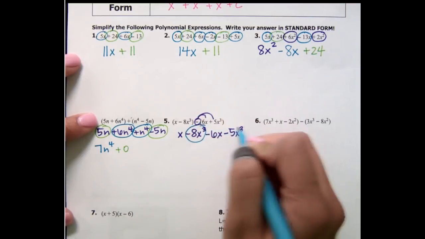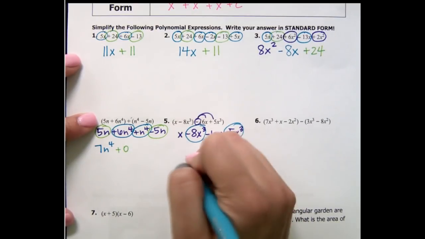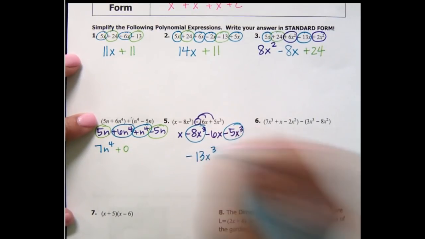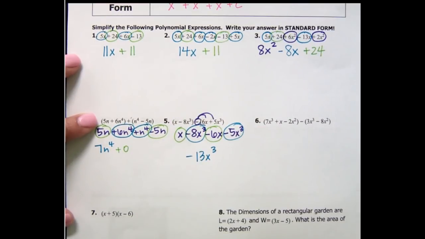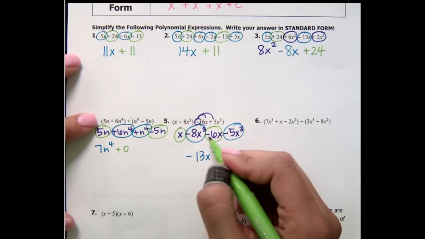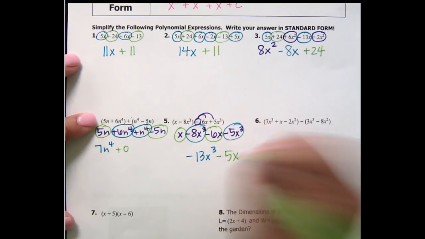Start with the variable with the highest exponent. Negative 8x cubed minus 5x cubed is negative 13x cubed. And then I just combine my x variable values. 1x minus 6x is a negative 5x.